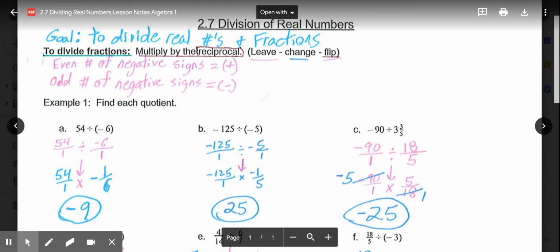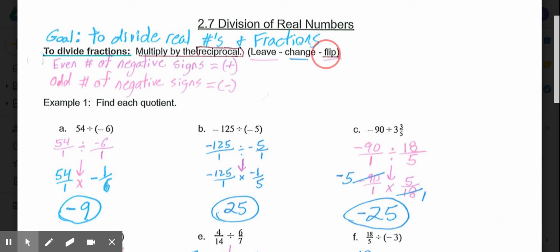Now, in order to divide fractions, you want to remember, and it doesn't matter if we're dealing with positives or negatives, but the process for dividing fractions is to multiply by the reciprocal. And the reciprocal is that fancy way of saying flipping the second fraction. So, in other words, you leave the first fraction, you change from division to multiplication, and you flip the second fraction. So to divide fractions, you multiply by the reciprocal.